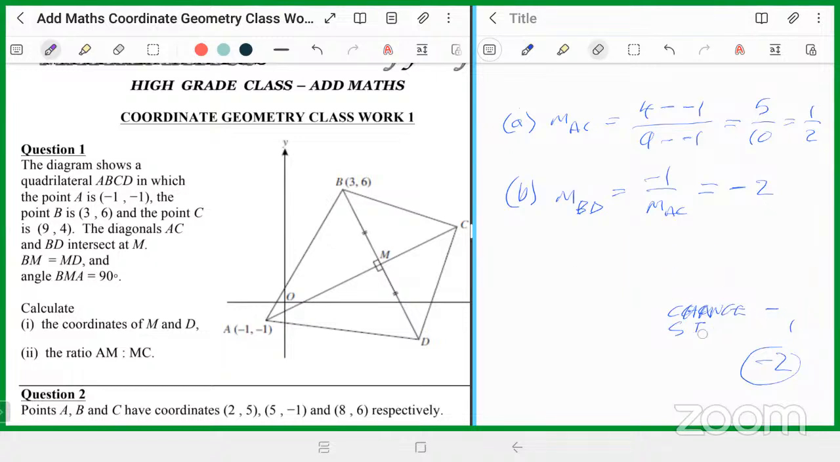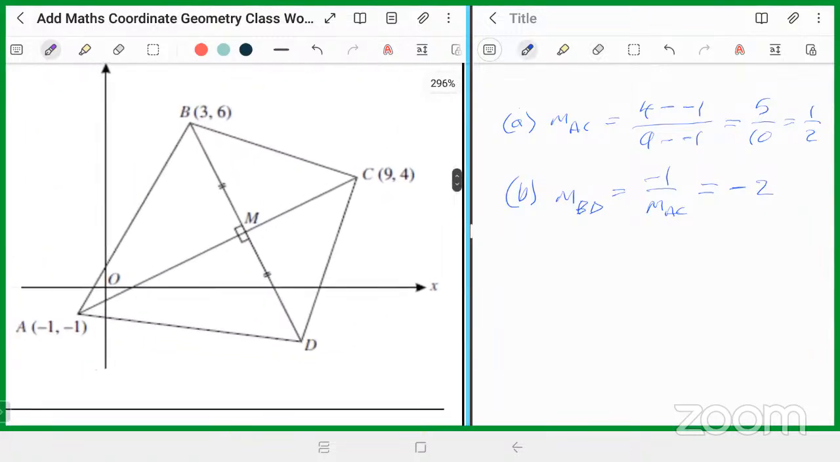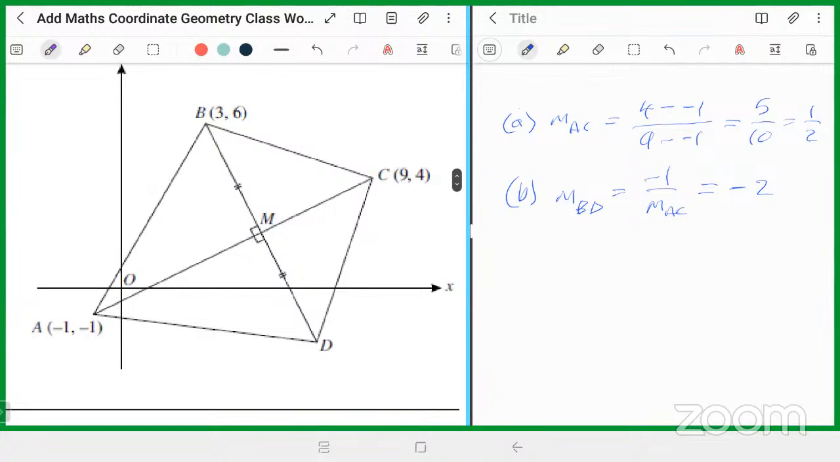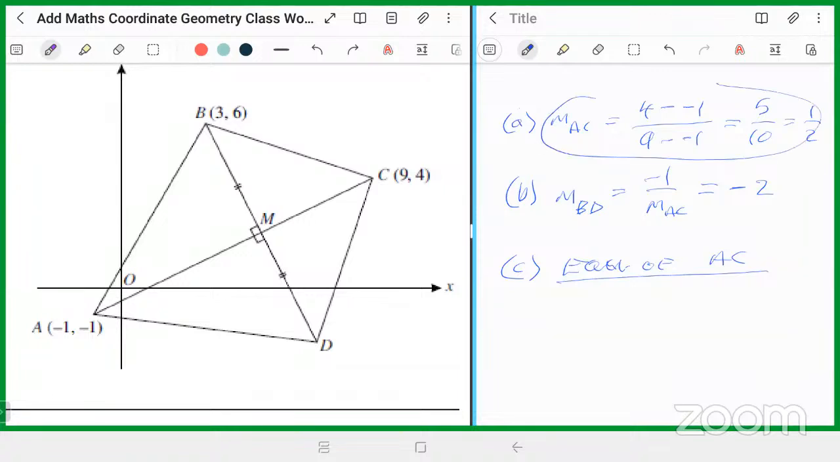Let's go step by step. So that's the gradient of that line, which answers the first two parts. The next parts wanted the equation of each of them. Part C wanted the equation of this line, and part D wanted the equation of this line. That's why I sent the question in the group. I want the equation of AC. To find the equation of AC, we need to know two things about it. We need the gradient, which we have up here. The gradient is a half.